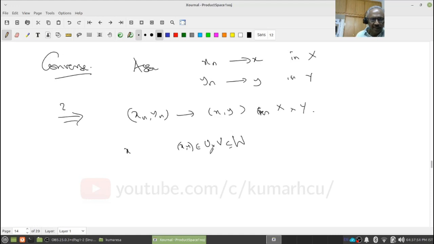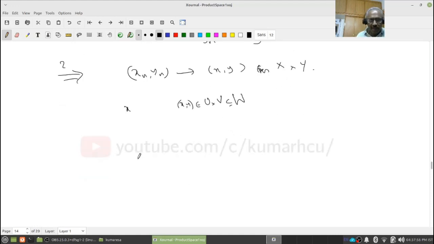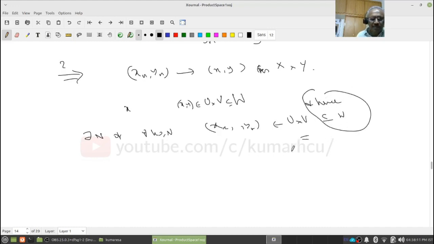You understand that? So what I am going to show is, I want to show there exists an n so that for all k greater than or equal to n, my (xk, yk) lie in U cross V, and hence it lies in W. Is that clear? Now how do I prove that? I am sure all of you know that. How do I prove that?